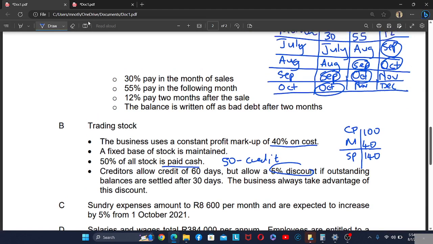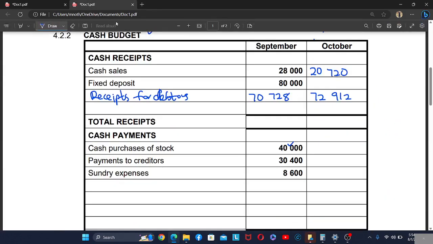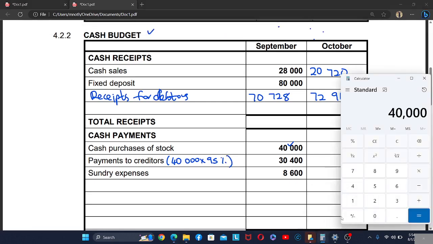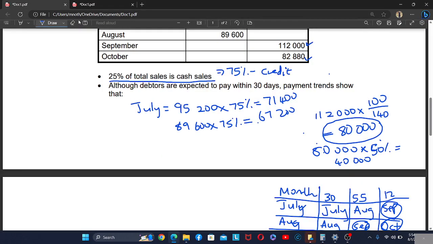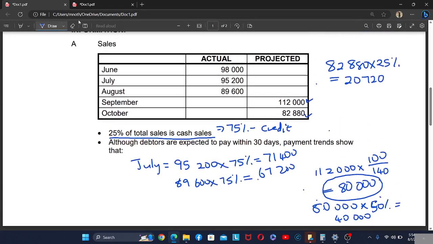Okay, so this is going to be 40,000 multiplied by 95%. We are separating the discount for 40,000 multiplied by 95%. It is going to be 38,000, right? Now let's calculate the cash purchases of October. So let's calculate the cost of sales for October.